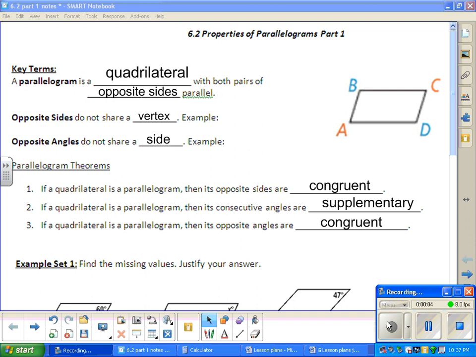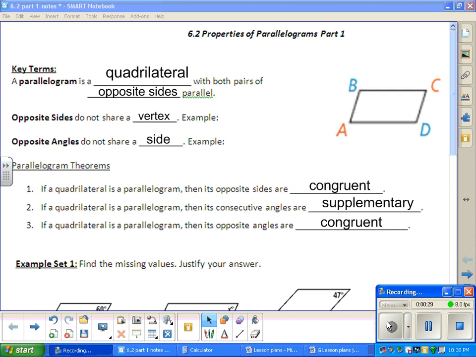Okay, so now we're going to do 6-2 properties of parallelograms, part 1. The key term: a parallelogram is a quadrilateral with both pairs of opposite sides parallel. So the shape to your right is a parallelogram, a quadrilateral because there's 4 sides, and the opposite sides are parallel.